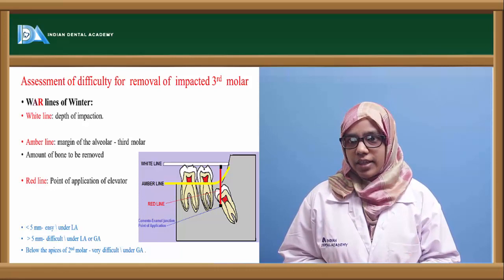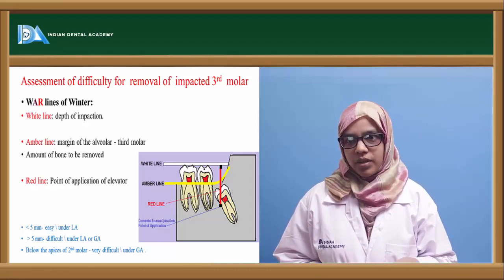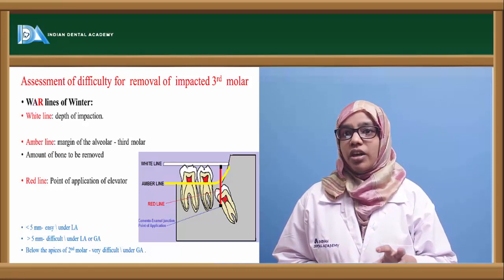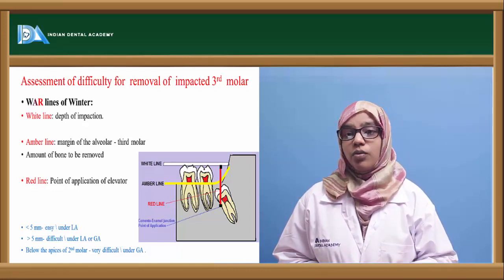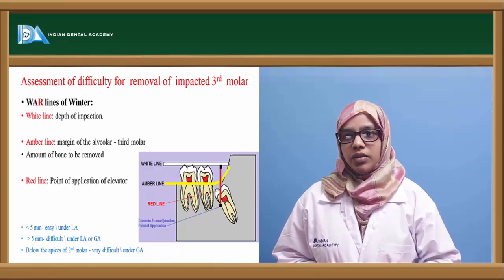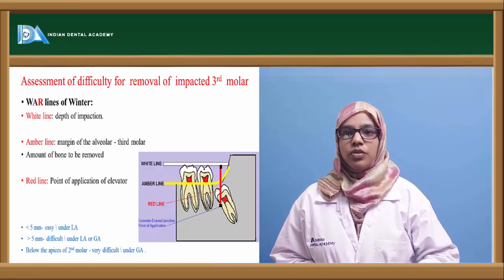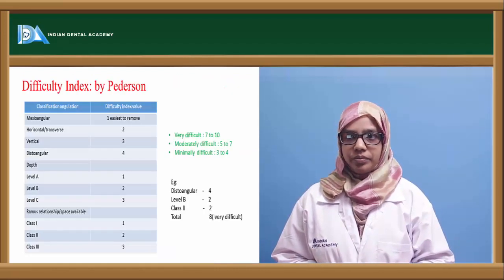Whenever this red line is less than 5 mm, the extraction is easy and can be done under local anesthesia. If it is more than 5 mm, extraction is difficult and needs to be done under local or general anesthesia. Okay. Now, if it is below the apices of the third molar, it is a very deep impaction. It is very difficult extraction and you need to do it under general anesthesia.